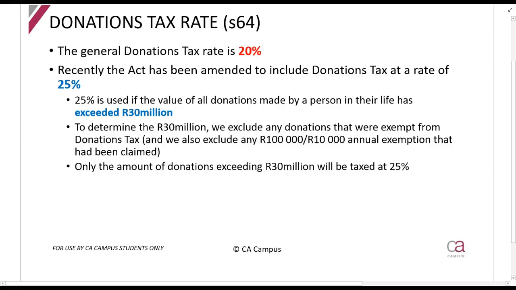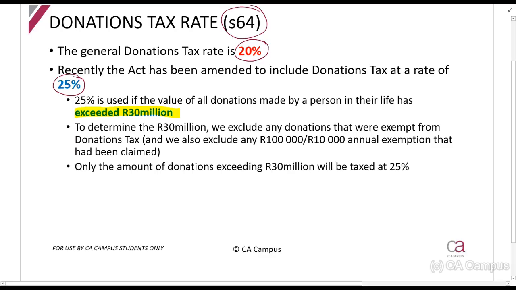We can now look at the donations tax rate, which is discussed in section 64. The donations tax rate in general is 20%, which is the same as the estate duty rate. But very recently, the Act has been amended so that it now also includes a 25% donations tax rate. Basically how this works is they will look at your total donations that you've made across your life. Once that has exceeded 30 million rand, the moment it goes over 30 million, the donations tax from that point onwards will be at 25%.